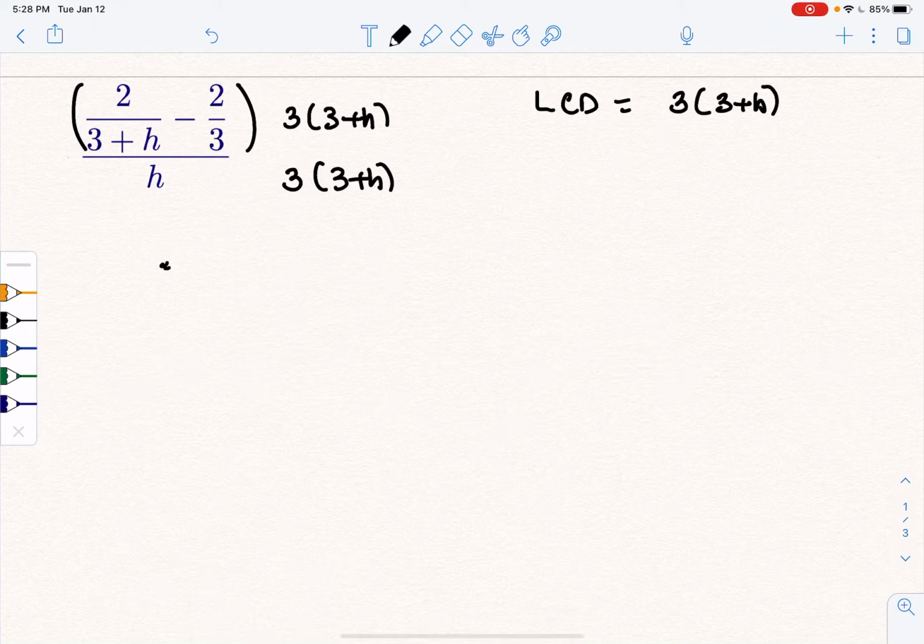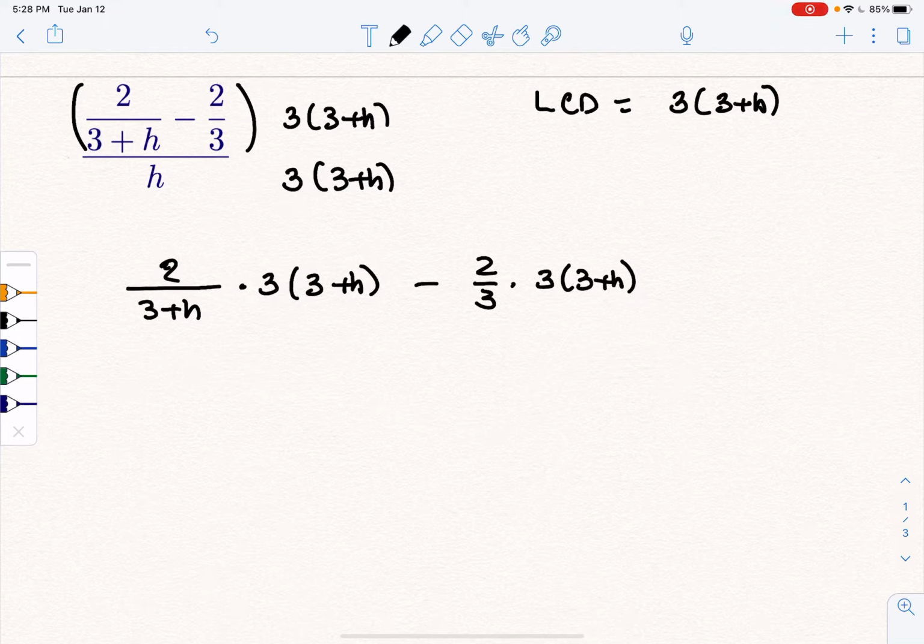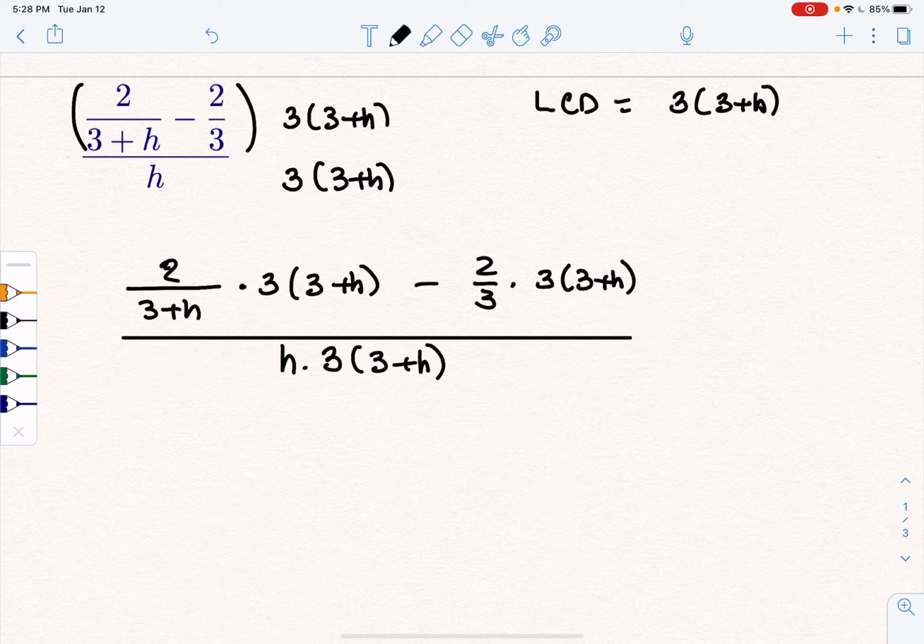So we have 2 over 3 plus h times 3 times 3 plus h, minus 2/3 times 3 times 3 plus h, all over, that's a big fraction, h times 3 times 3 plus h. Now the numerator I really want to simplify because that's the one that has all the fractions. The denominator I'm just going to leave in factored form.